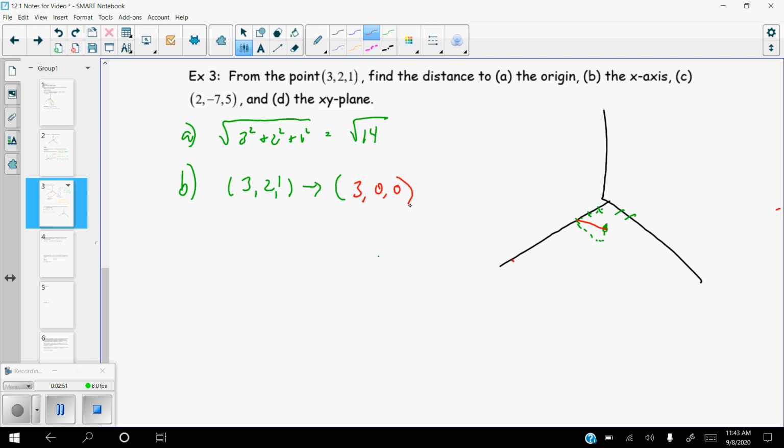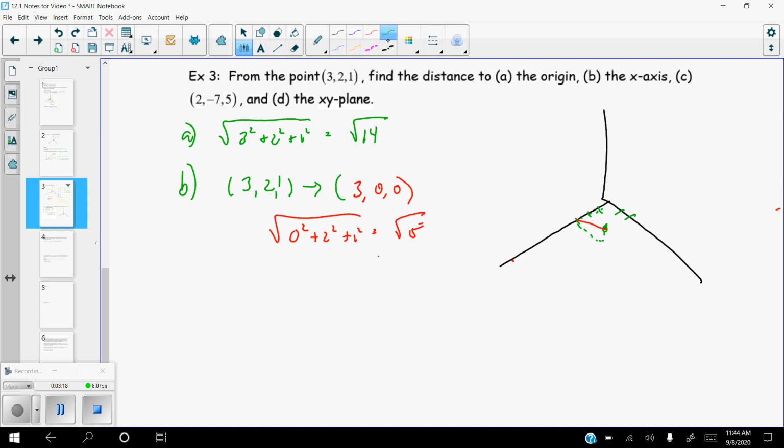So if that's the case, then my distance formula here is going to be 3 minus 3 squared, which is 0, 2 minus 0 squared, and 1 minus 0 squared. So without writing the entire thing out, I'm going to get the square root of 0 squared plus 2 squared plus 1 squared, which is going to be the square root of 5.